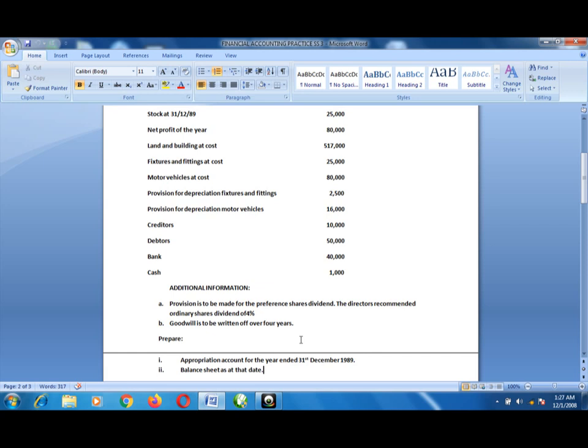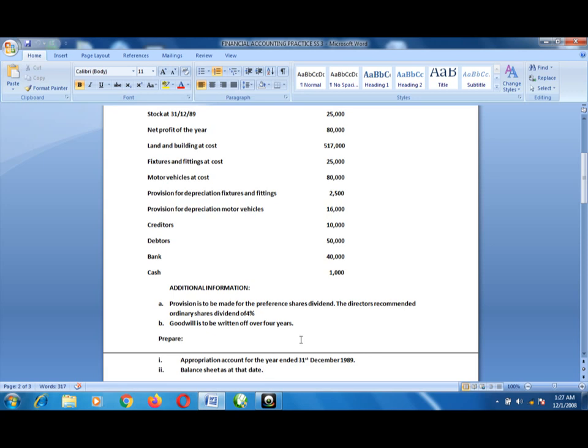On the debit side of the profit and loss appropriation account, you have all the written off items, which should be transferred to the debit side of the profit and loss appropriation account. Like what? You have goodwill written off, 5,000 naira. Remember how we derived the value of 5,000 naira? That is 20,000 divided by 4, because based on the information given, goodwill is to be written off over 4 years. That's 20,000 divided by 4 will give us 5,000 naira.